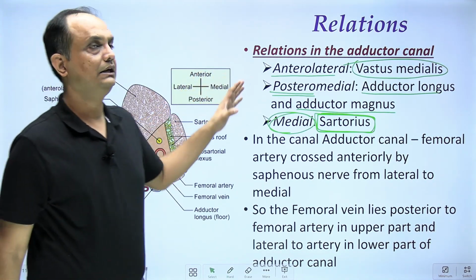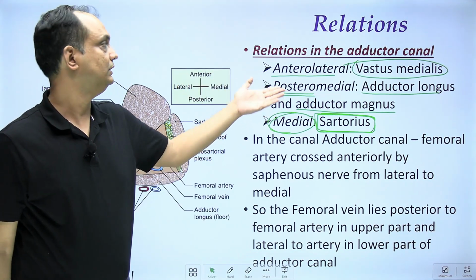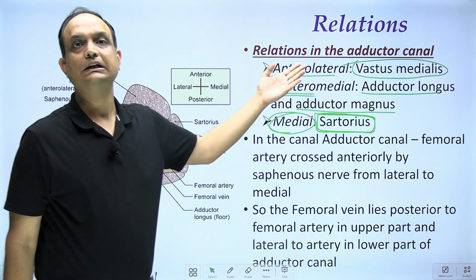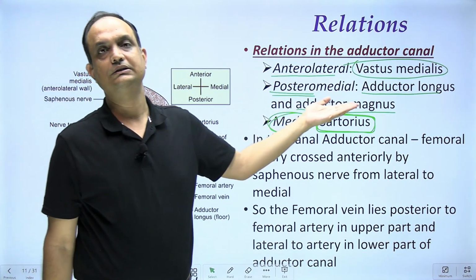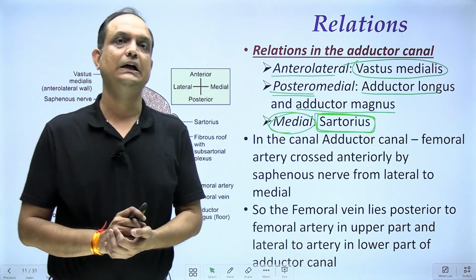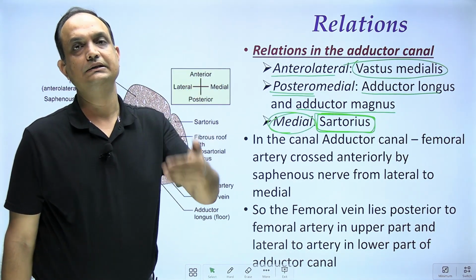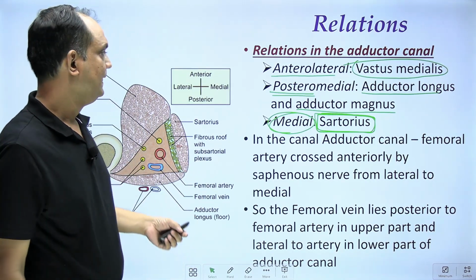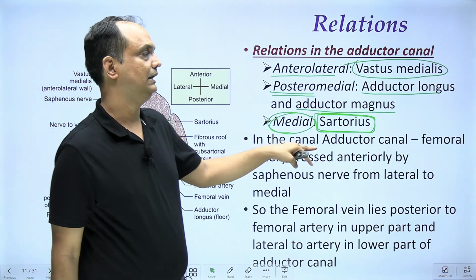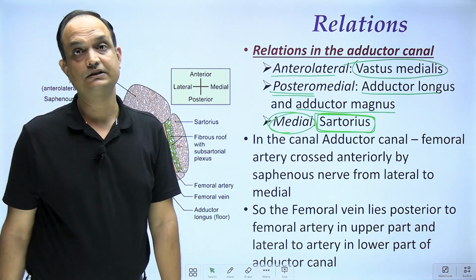So in the adductor canal you have muscles like vastus medialis on the anterolateral side, then posteriorly adductor longus and magnus, and medially the sartorius. While in the front of the thigh, the posterior relation is of three muscles: psoas major, pectineus and adductor longus. Now, in the adductor canal, the femoral artery is crossed anteriorly by the saphenous nerve.